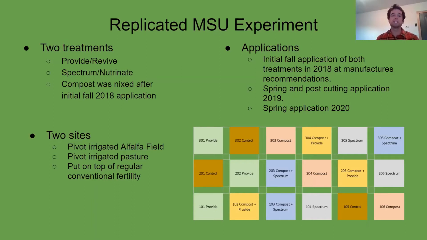Originally, we had set up with compost. We were excited about that, but it was logistically very difficult to get compost out there and prohibitively expensive. So we stopped it after the first year, but we did 2 treatments on 2 sites. One was an irrigated alfalfa field and the other was an irrigated pasture. And on both of these, we just put the biology on top of the regular conventional fertility program.